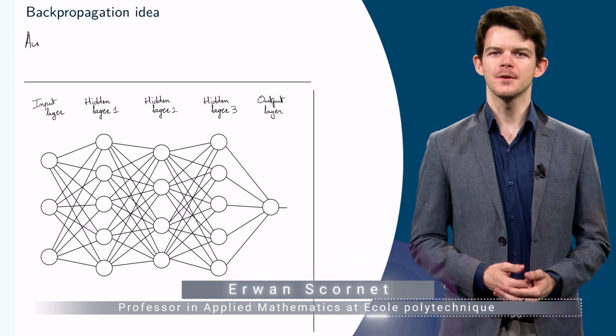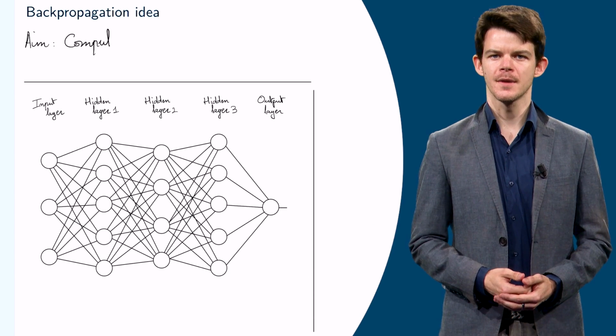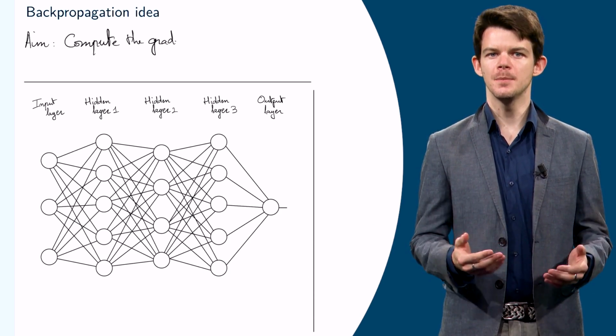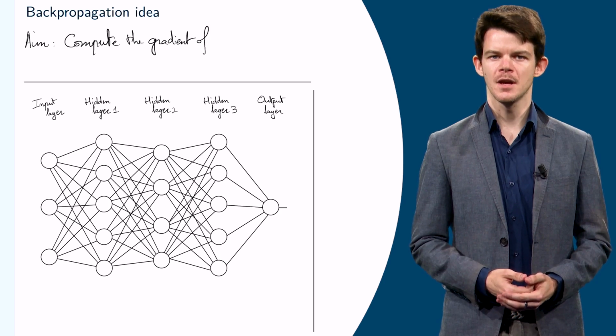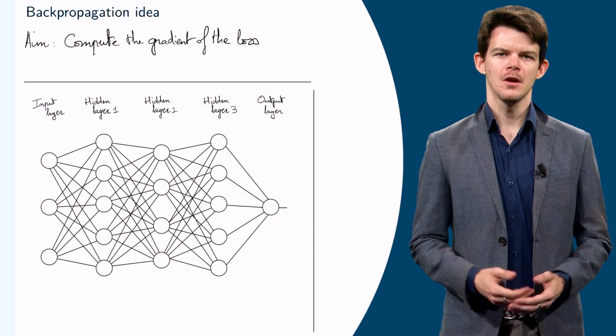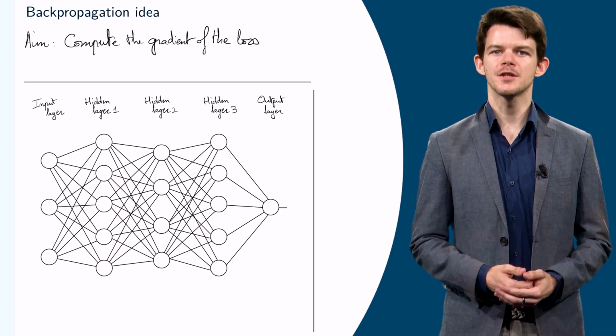Now, let us detail the idea behind the backpropagation algorithm. First, recall that our aim using backpropagation is to compute the gradient of the loss. Then, we can use a gradient-based optimization algorithm in order to update the parameters of the network. So, backpropagation is not an optimization algorithm. Backpropagation aims at computing the gradient of the loss based on a batch of data.